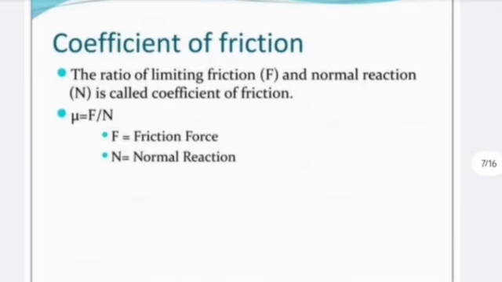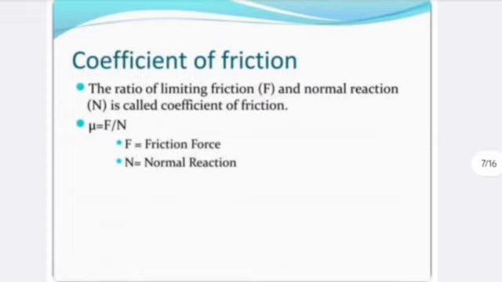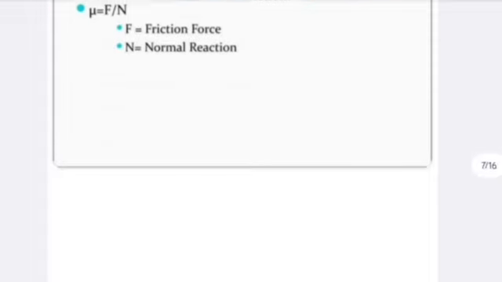Next is coefficient of friction. The ratio of limiting friction F and the normal reaction N is called coefficient of friction. The given formula is mu is equal to F upon N. F stands for frictional force, friction force. N is equal to normal reaction.